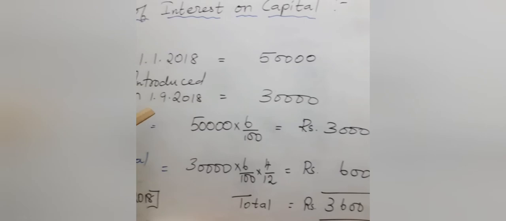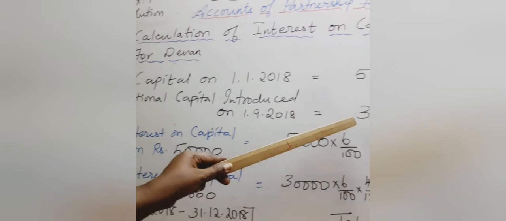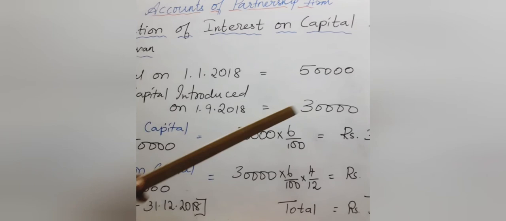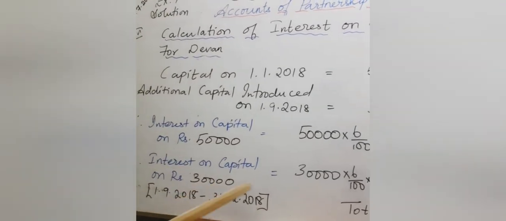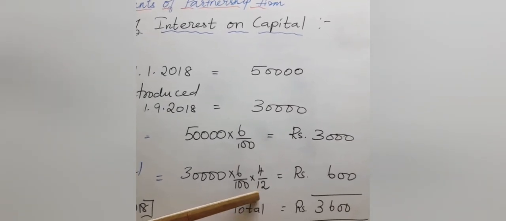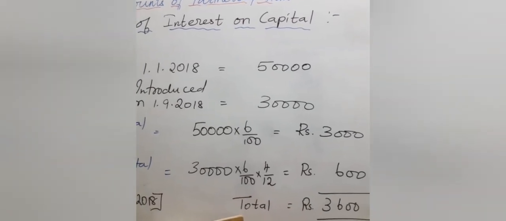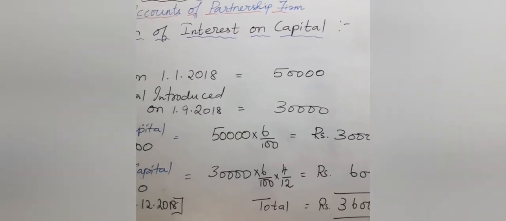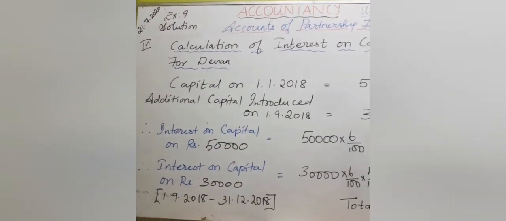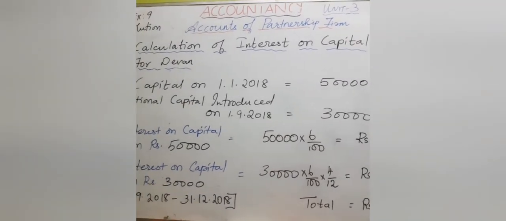Okay, children? Whereas the additional capital is introduced in the month of September only. What is the amount? 30,000. From September to December we have 30,000 in hand. So 30,000 into 6 by 100 into 4 months, that is September to December. When you calculate, you get 600 rupees, children. So your total interest on capital for Devan is 3,600. Okay, children? Hope you understood this sum. I have calculated interest on capital using the second method. You can follow whichever you find easy.